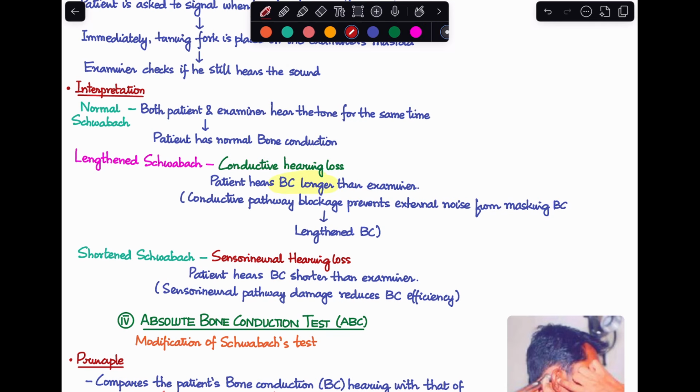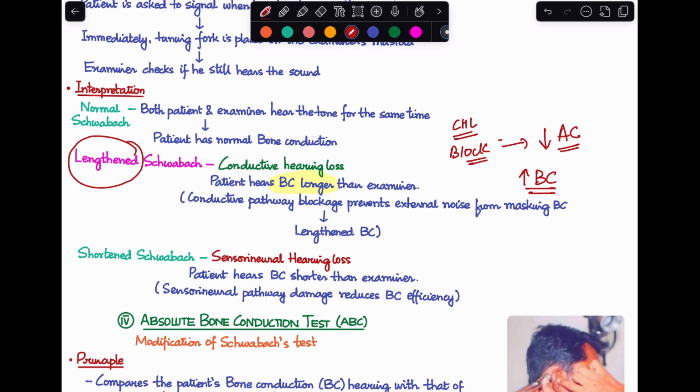What does it mean? If the patient has conductive hearing loss, that means there is some kind of blockage in the conductive hearing pathway. Because there is a blockage in the conductive hearing pathway, it will reduce the external noise that is coming via air conduction to the ear. Because it is reducing the external noise, which usually ends up masking the bone conduction, the removal of this will lead to an increase in the bone conduction of this patient. So, in a conductive hearing loss, we will see a prolonged Schwabach rather than a reduced one.